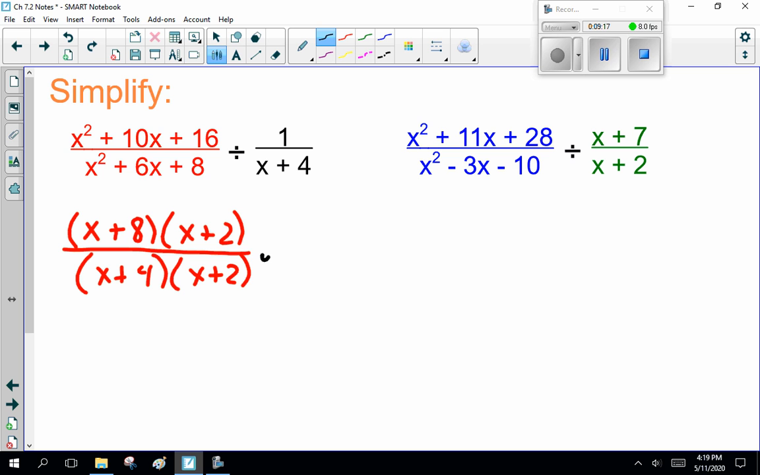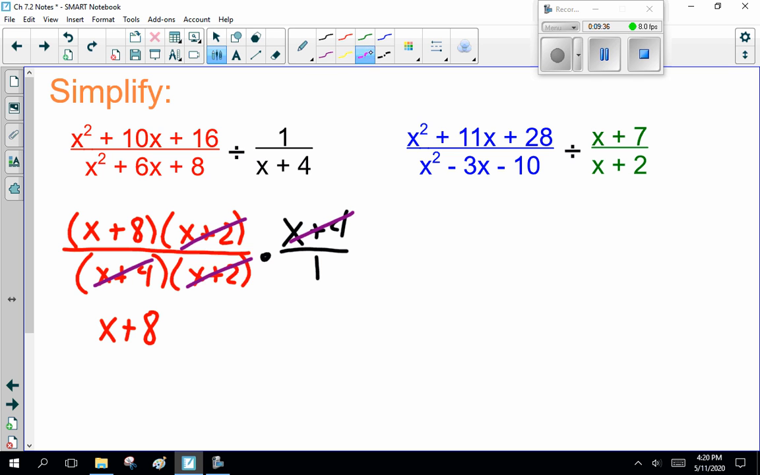And now we have to multiply by our reciprocal, x plus 4, sorry. Now for this, can we cancel stuff out? Yes, x plus 4, x plus 4, x plus 2, x plus 2. This simplifies to x plus 8.